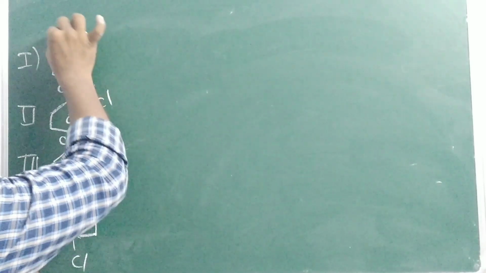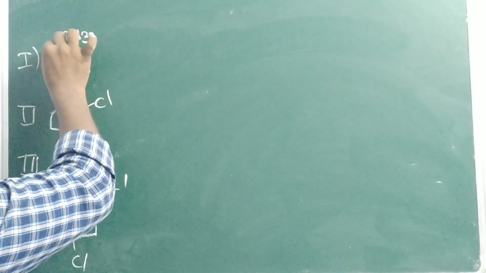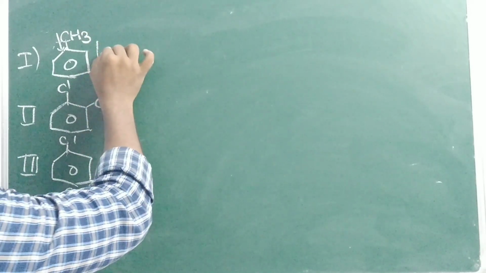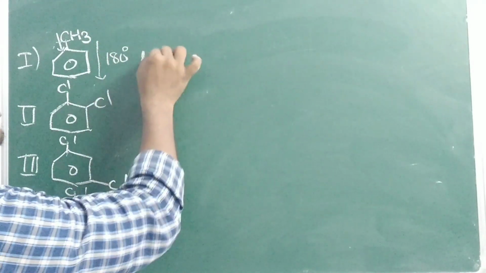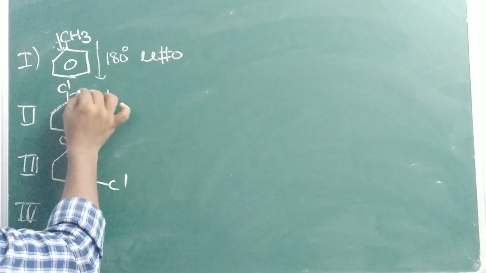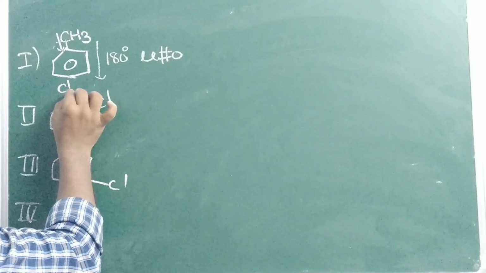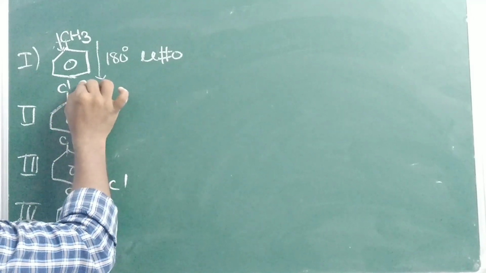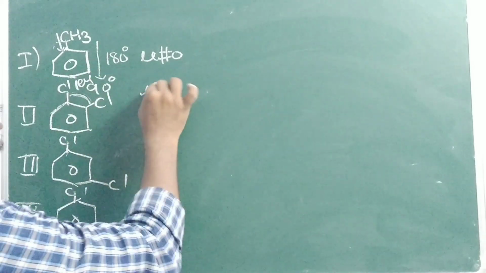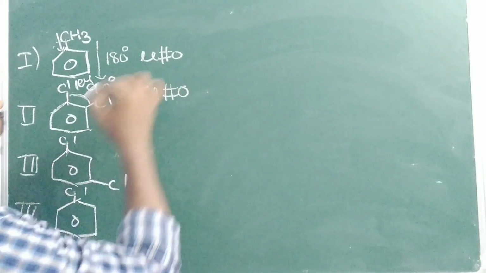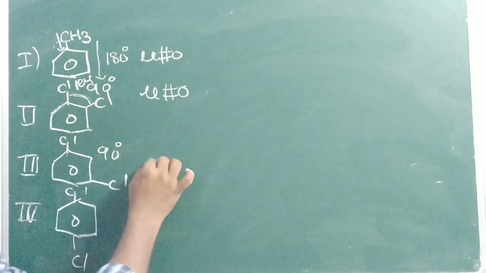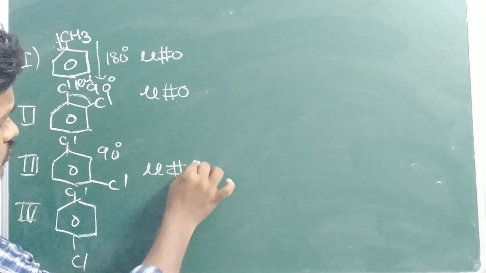See, the methyl group is an electron donating group, so it releases electrons onto the benzene ring. Of course mu is not equal to 0. It will be like a 180 degree. Mu is not equal to 0. Here also you can see the bond angle, the bond length is very small. The bond angle is less than 90 degrees, so mu is not equal to 0. Here also the bond angle is 90 degrees, and of course mu is not equal to 0.